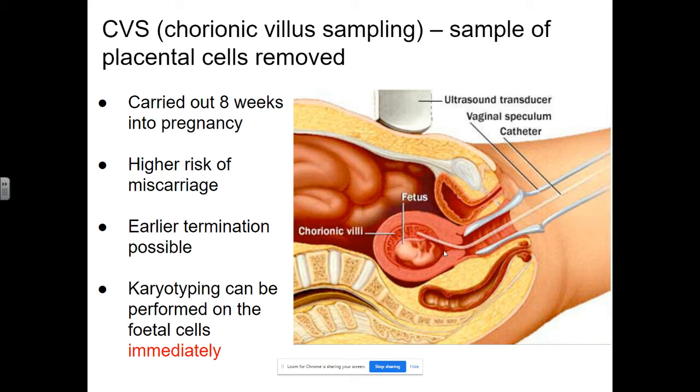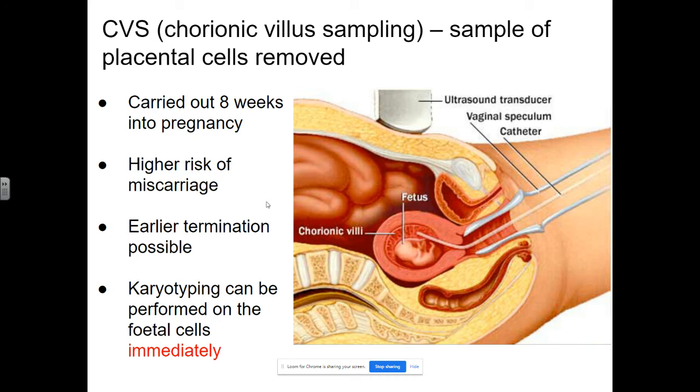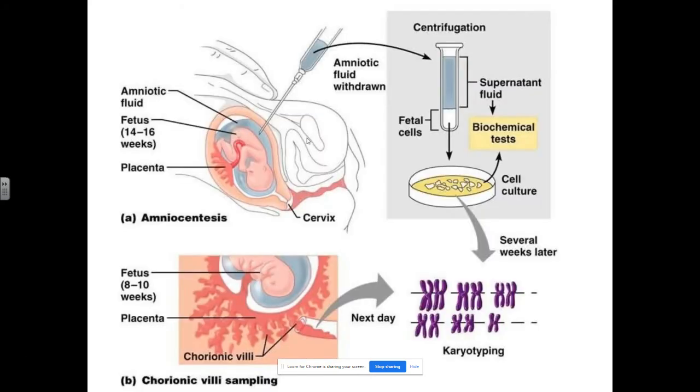So if you were very against having a child with a chromosomal abnormality or another anomaly, you could find out earlier, and it's a less distressing termination if you do it earlier. So karyotyping can be performed again, and you find out almost immediately if the fetus has an abnormality.